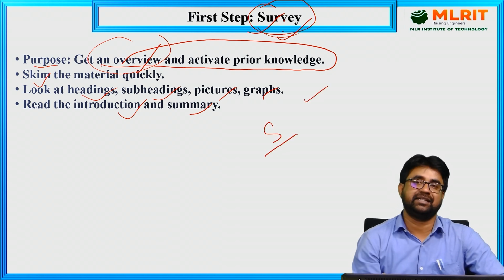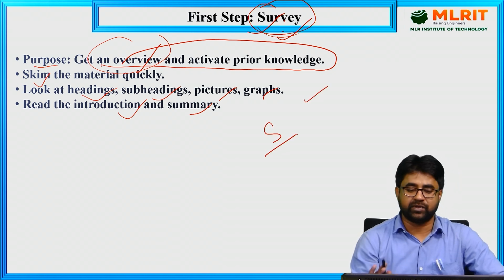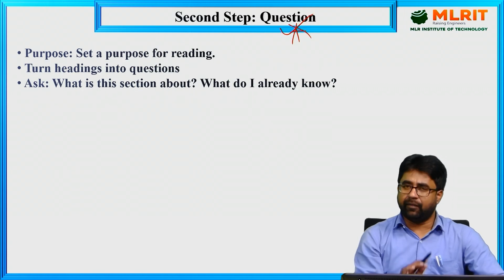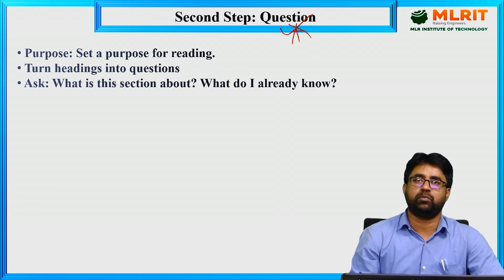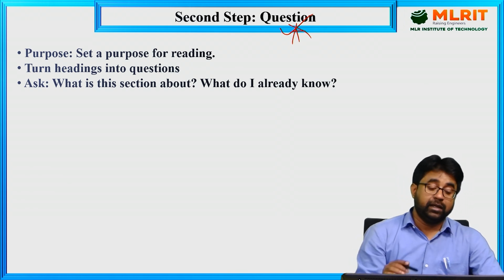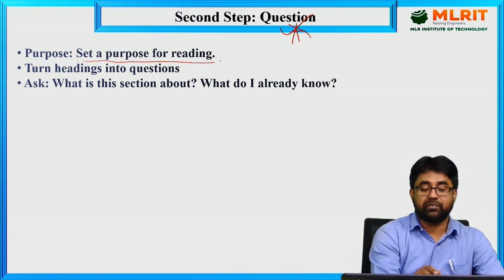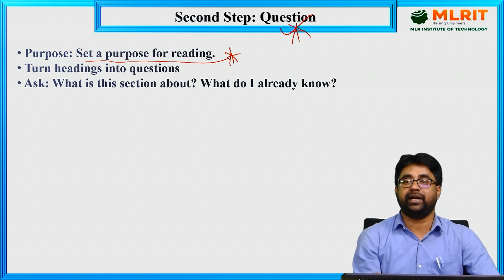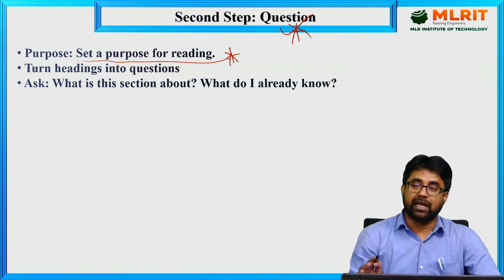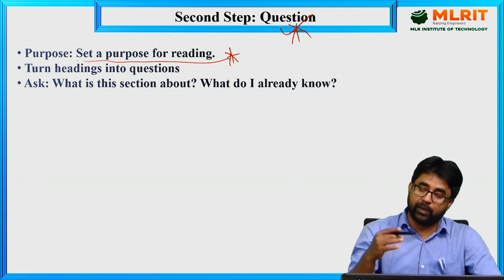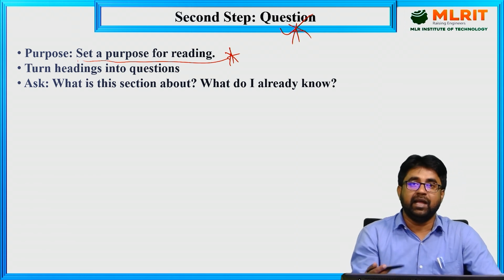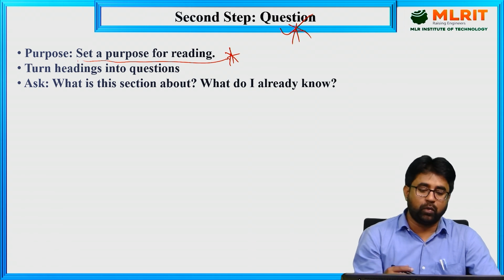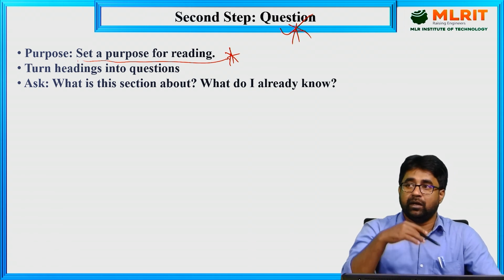Please remember that S stands for survey. Next one is question. Now this is very important. A very small, very easy part, but very effective. Why? Because it sets a purpose for reading. Normally, this is one very serious issue with our reading. Most of the time, we read aimlessly. Though we may be serious about our reading, we often don't set a target or purpose for it.